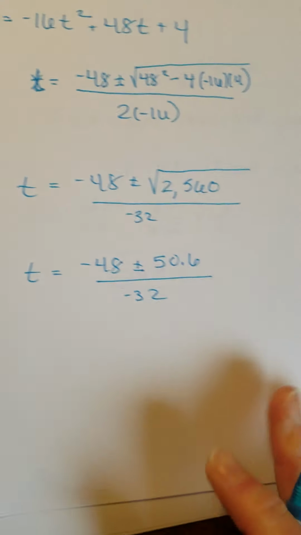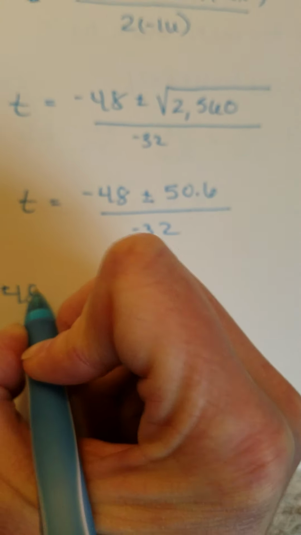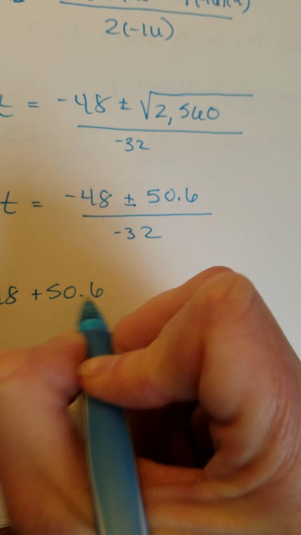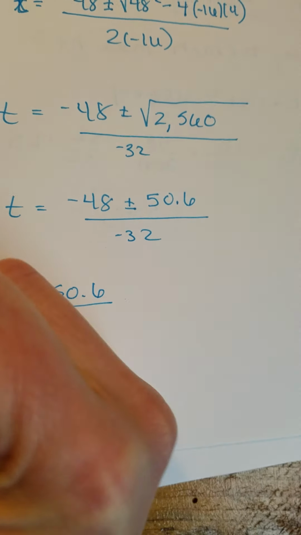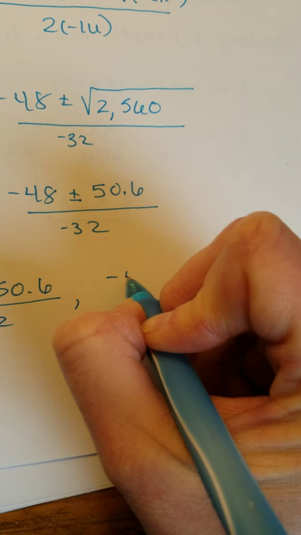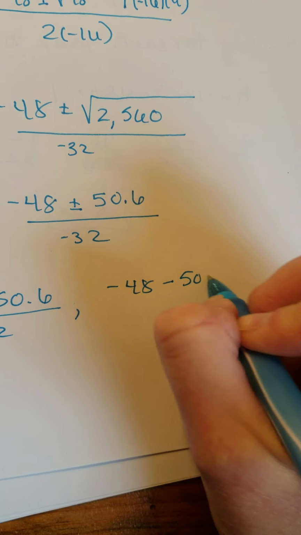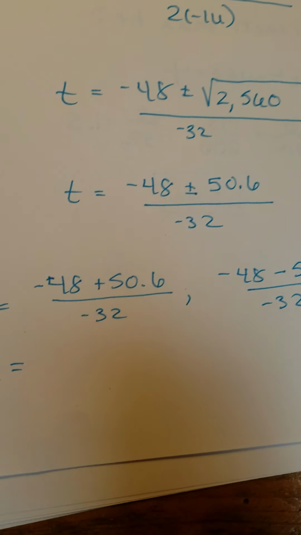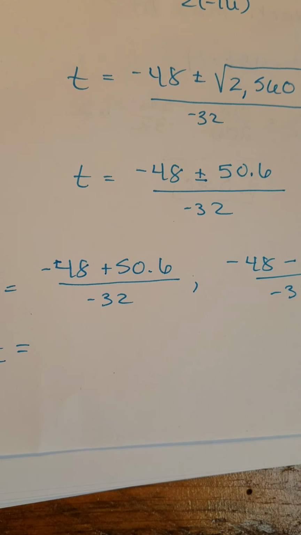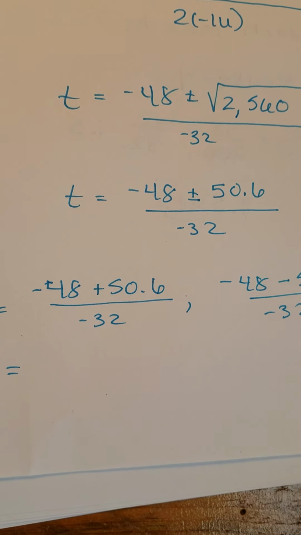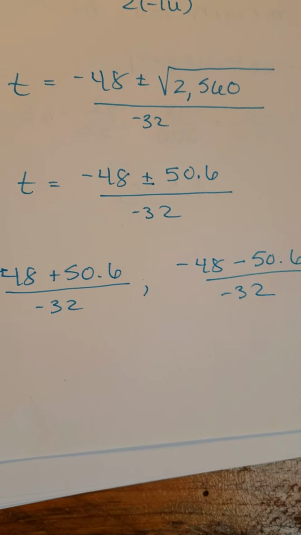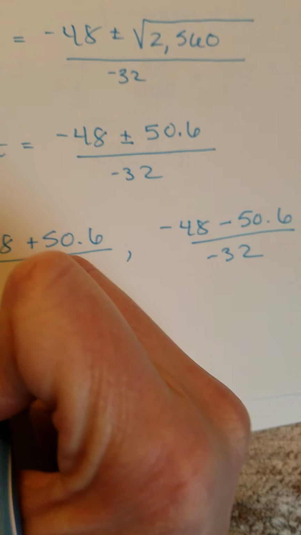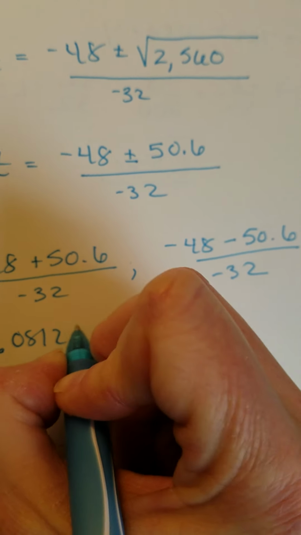So now, this means nothing to me, right? I need to answer the question. So remember, your two answers here are negative 48 plus 50.6 over negative 32. And your other one is negative 48 minus 50.6 over negative 32. So let's put this first one into your calculator. Negative 48 plus 50.6, hit enter, and then hit divide by negative 32. That's going to give you negative 0.08125.